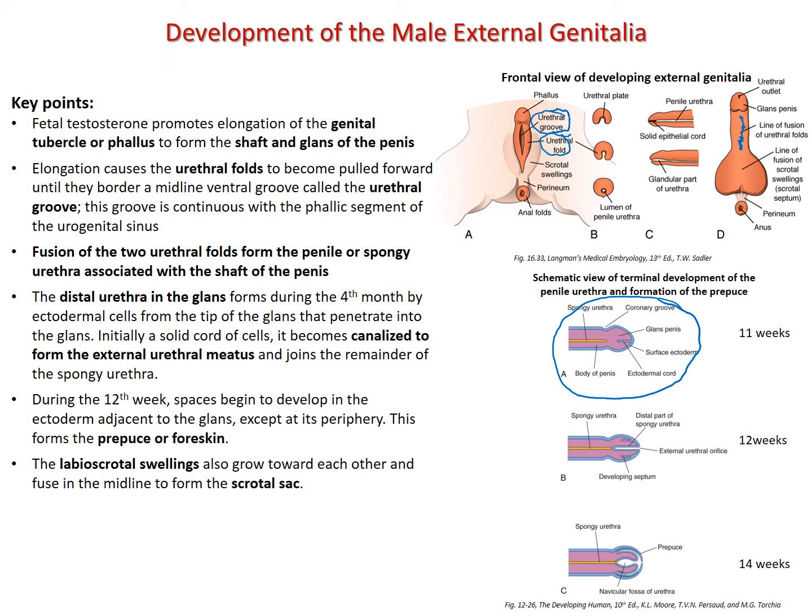This cord later canalizes to form the external urethral meatus, or external opening of the urethra, and joins the previously formed penile urethra. During the 12th week, septations begin to develop in the ectoderm adjacent to the glans, except along its periphery. This results in the formation of the prepuce, or foreskin.